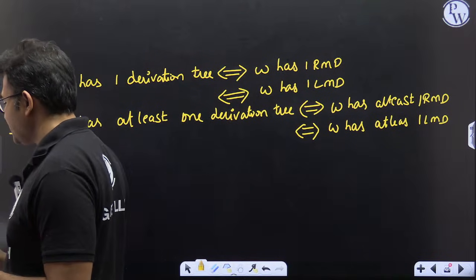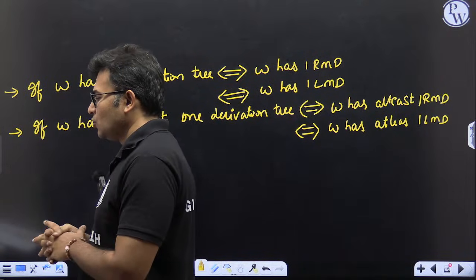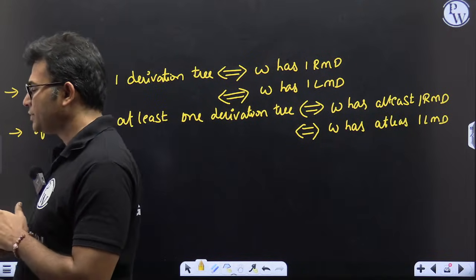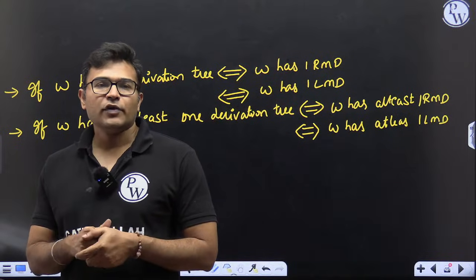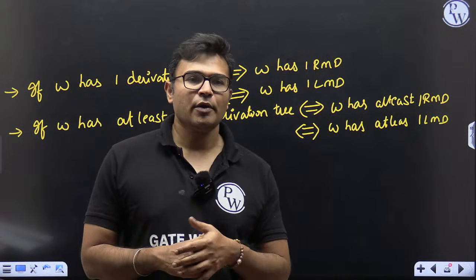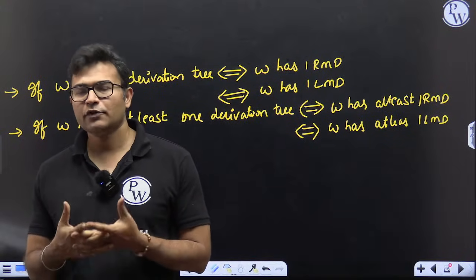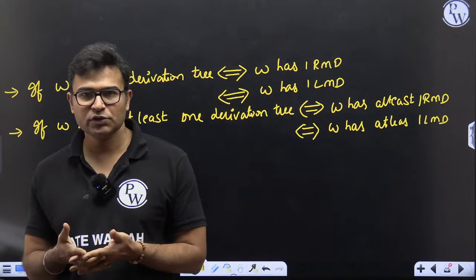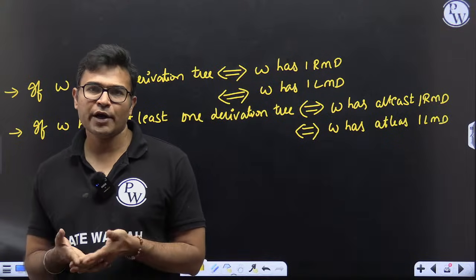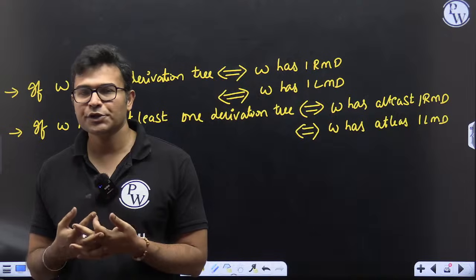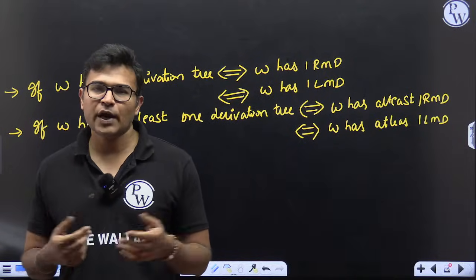So tomorrow we will see how to identify ambiguous grammars. I will tell you some rules. There is no algorithm for this, but we can guess using some rules. But there is no guarantee that you will always be able to identify an ambiguous grammar. With practice and with some rules, we can have some guidelines.